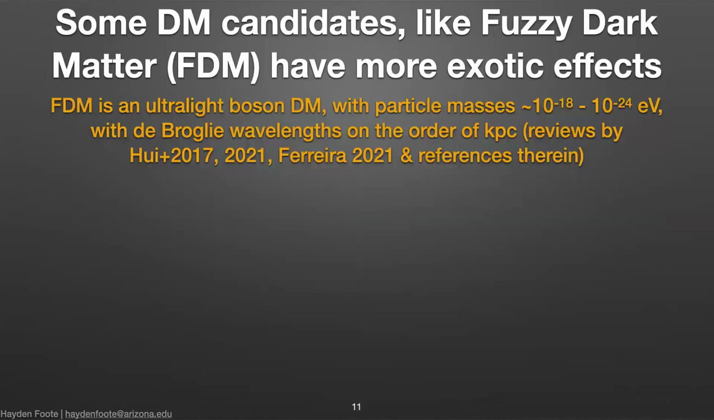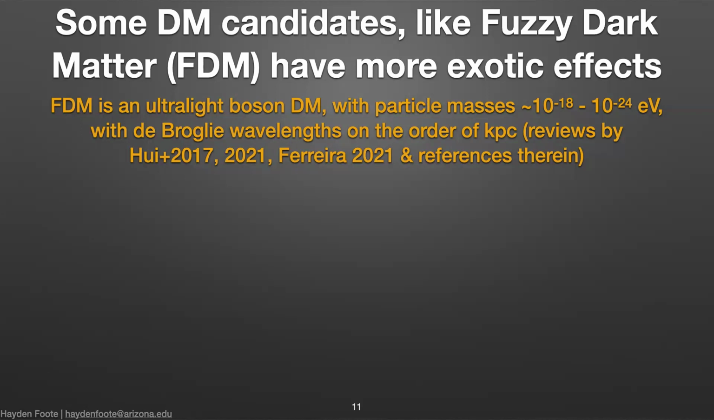Okay, so let's talk about fuzzy dark matter now, because this is the weird one. If you weren't confused before, don't worry, I'm going to spend a lot more time here. So fuzzy dark matter is really interesting because the particle that makes up fuzzy dark matter is a photon, but it's really, really, really light. So these particles have masses of order 10 to the minus 22 electron volts or so.